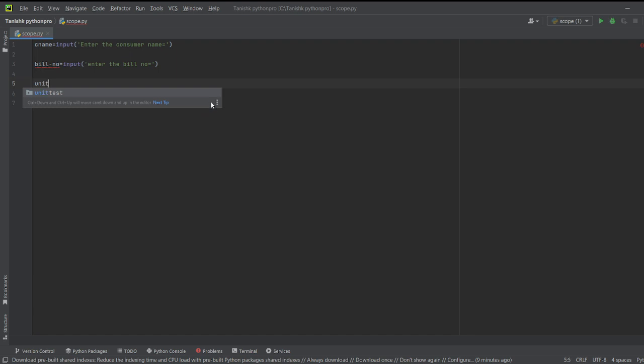Unit is equal to int, which means input, enter the unit.